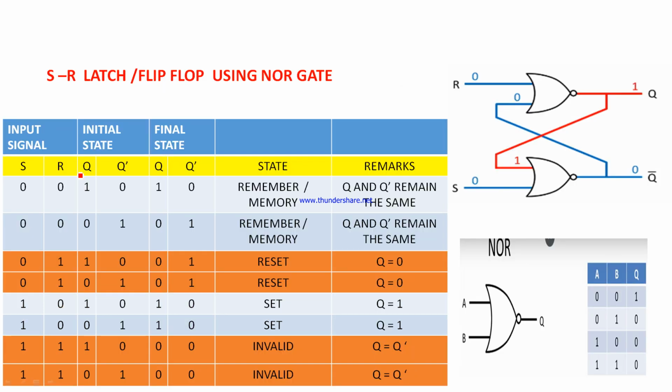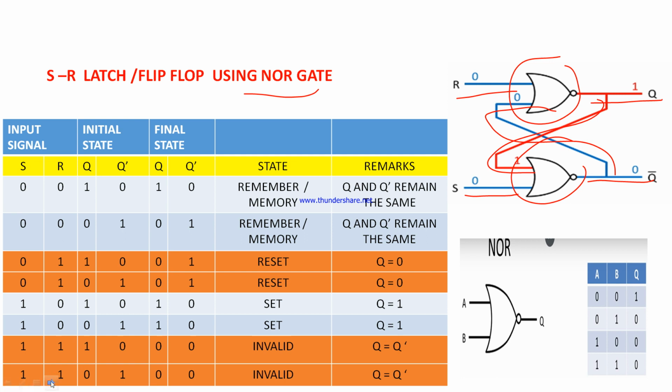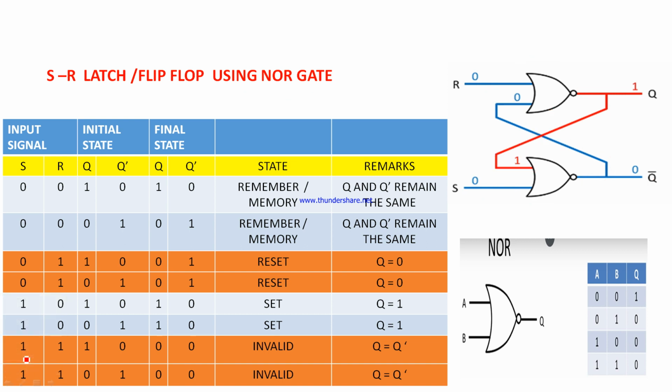Now here again, we have drawn the NOR gate. So you can see, you draw this one, this one. Then you put S, you put R, then Q goes to this one, Q dash goes to this one. So it's not difficult to remember. You can easily make it out. Now, one thing to remember, you put 0 0, 0 1, 1 0, and 1 1, your four possibilities. And the order is remember, reset, set, and invalid.